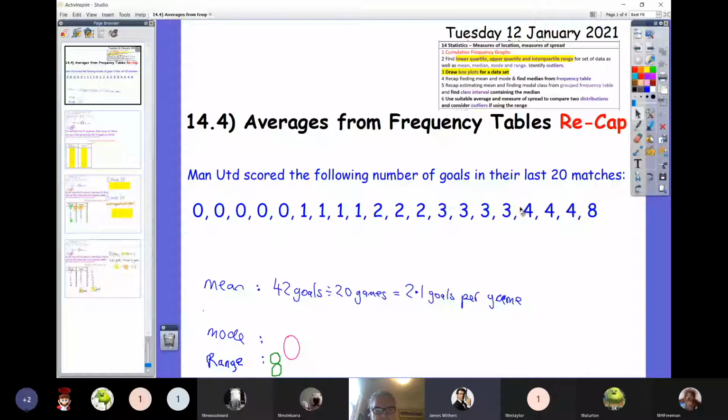The mode, remember, mode means most often. So looking at that, we can see 0 goals were scored most often. That happened 5 times. So the mode would be 0. The range would be, remember the range is not an average, that's the biggest take away the smallest. And the range here would be the most number of goals they ever scored, which is 8, take away the least number of goals which they scored, which is 0.